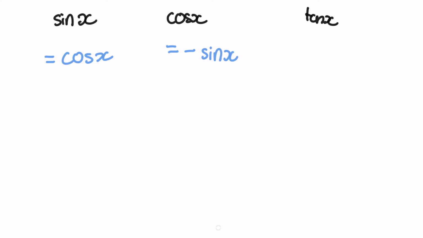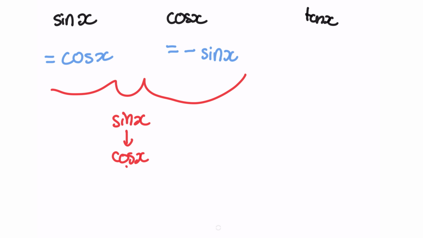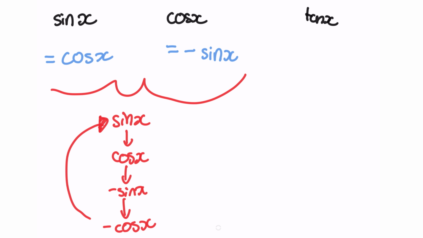So the way I remember them is that sine x will become cos x, becomes negative sine x, will become negative cos x, and then we loop back round to the beginning.